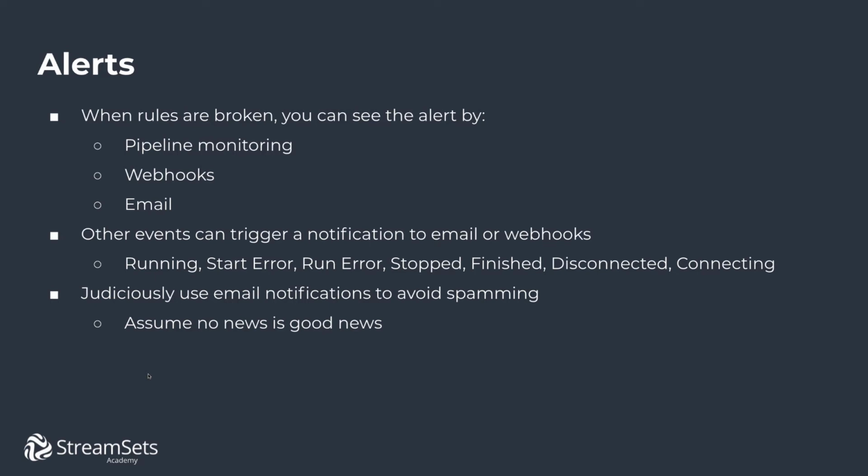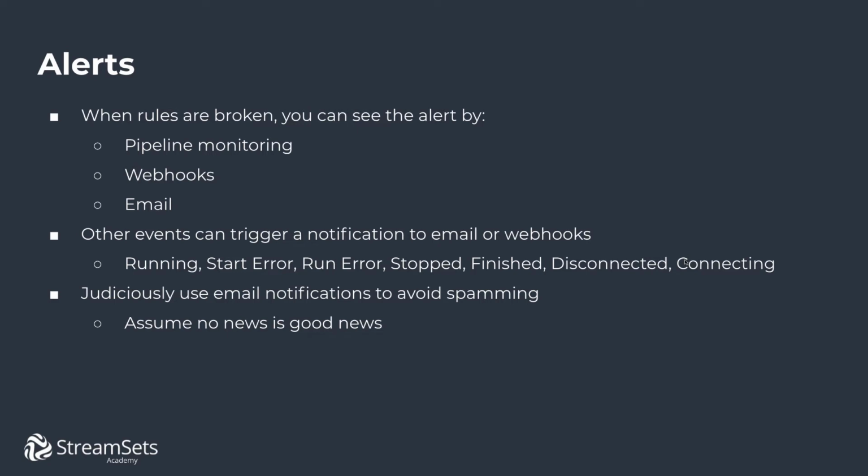Let's remember the types of alerts that can be triggered when rules are broken. We can perform pipeline monitoring, send alerts via webhooks or email. There are other events that can trigger a notification to webhooks or email. For example, when the pipeline status is changing into a running one, or if the pipeline has a start error, a run error, or else it has stopped, finished, disconnected, or it is connecting.